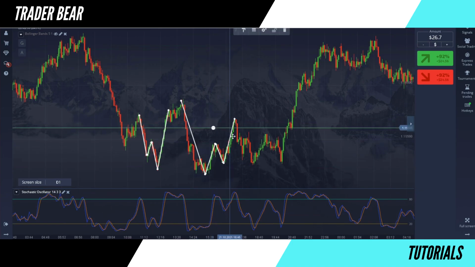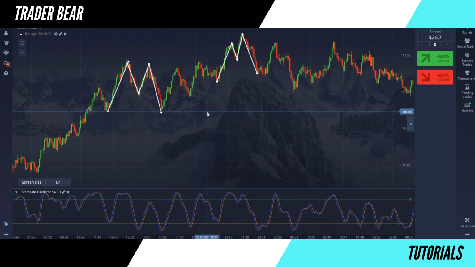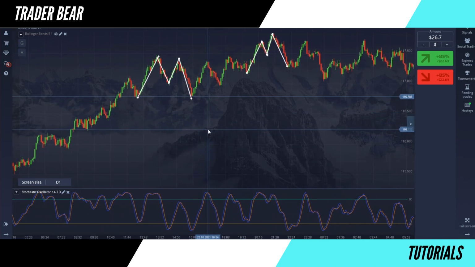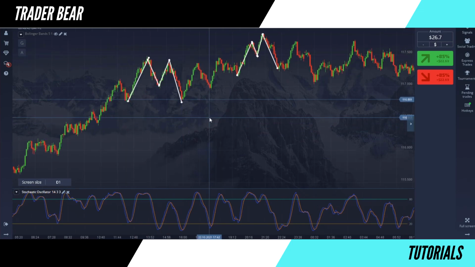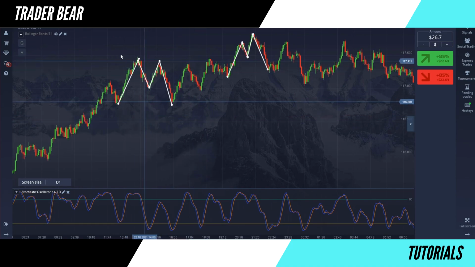So now that we know how to identify W's, well, let's flip it. Let's talk about the M pattern. The M pattern is pretty much exactly the same, but on the opposite side. So on the W, we were looking for W's at the bottom of the market. Why? Well, we're looking to buy when the markets are low. With the M pattern, we're looking for M's at the top of the market.